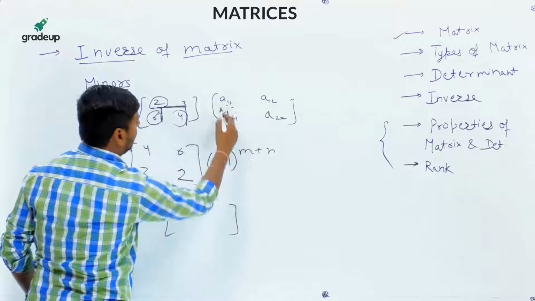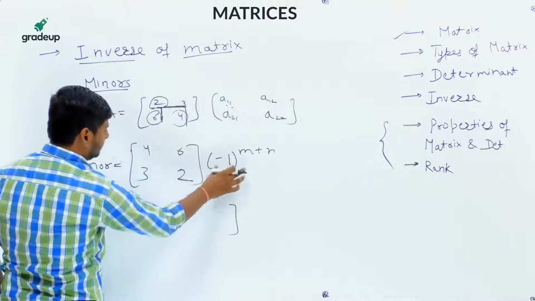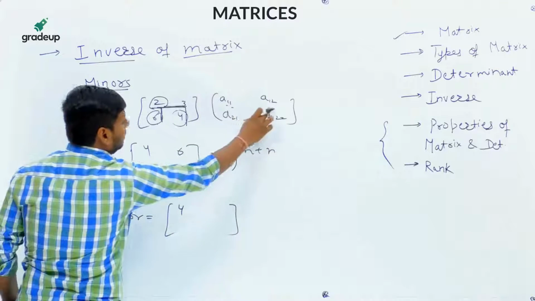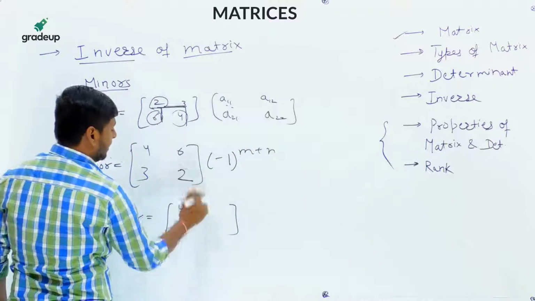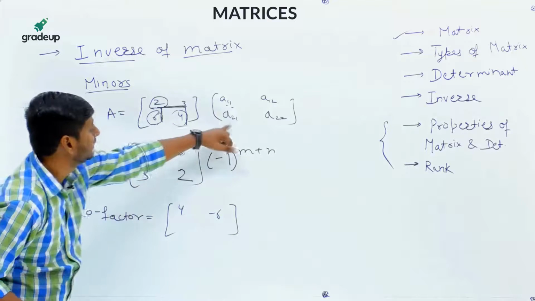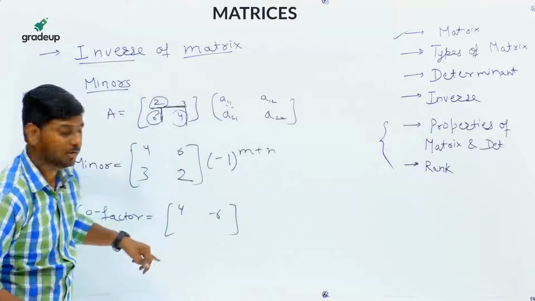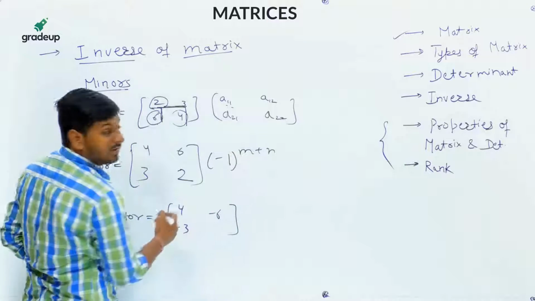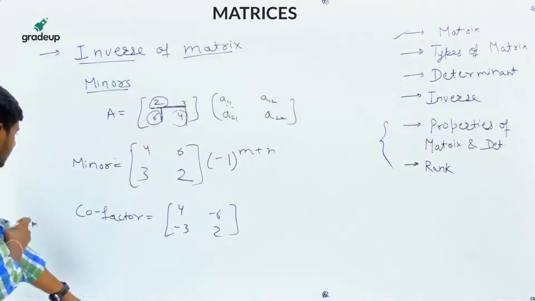So minus 1 to the power 1 plus 1, which is 2, is positive only. We get 4 here. Each element is multiplied by minus 1 to the power m plus n. For this element, 1 plus 2 is 3, so minus 1 to the power 3 gives a minus sign, minus 6. This element is A21, so we put 2 here and 1 here, and minus 1 to the power 3 gives minus 3. For this one we got an even number, so here it is 2. This is the cofactor matrix.